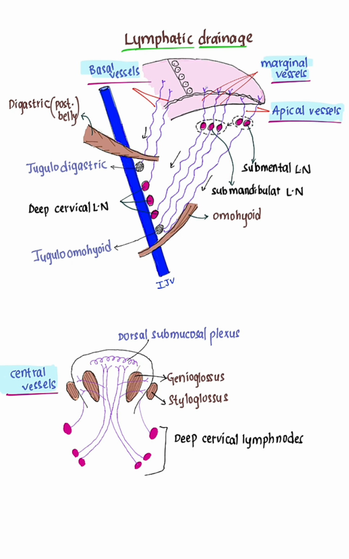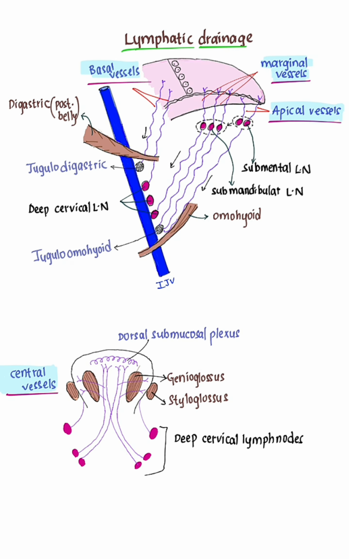Marginal vessels. They drain marginal portions of anterior two-thirds of the tongue into submandibular lymph nodes unilaterally. The efferents from submandibular lymph nodes go to lower deep cervical lymph nodes, including jugulo-omohyoid lymph nodes. You can see these are submandibular lymph nodes.